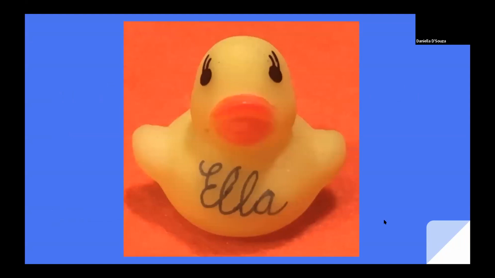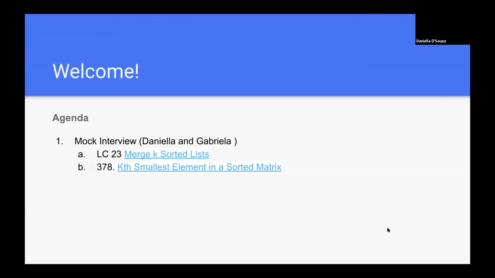So I always love to introduce our rubber ducky, Ella. And we're going to be rubber ducking with Ella today as we go through this mock interview. We will solve two problems today. The first one is going to be merge k sorted lists, and the other one is kth smallest element in a sorted matrix. And we will take turns doing this. So for the first round, Gabriela will be the interviewee, and I will act as the interviewer.